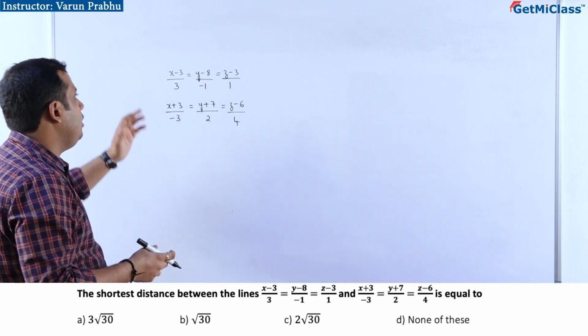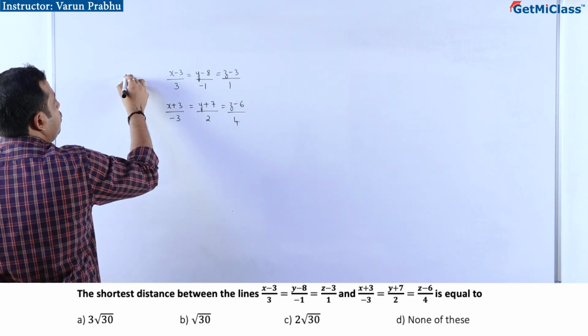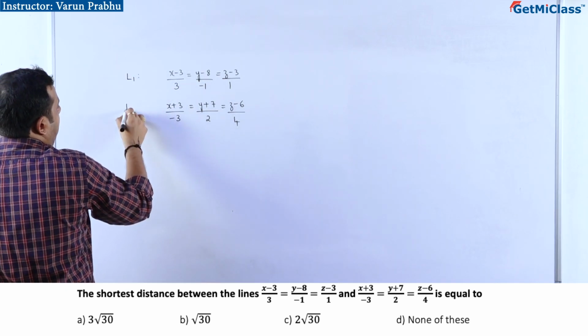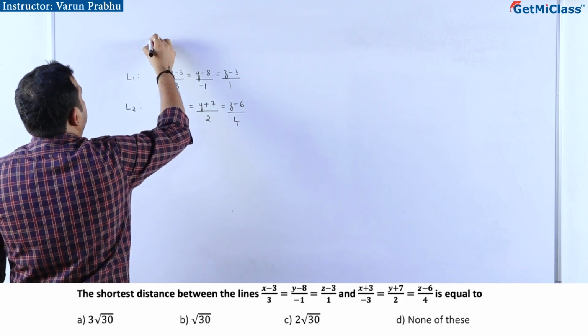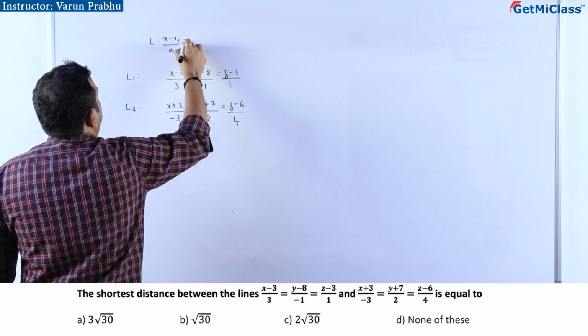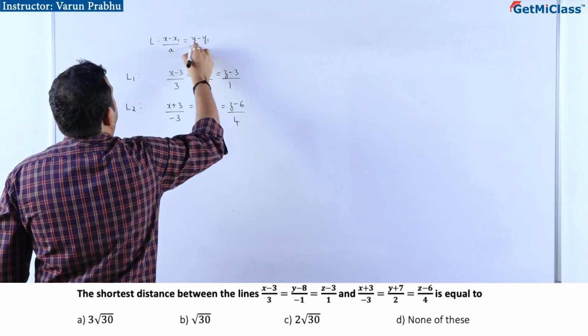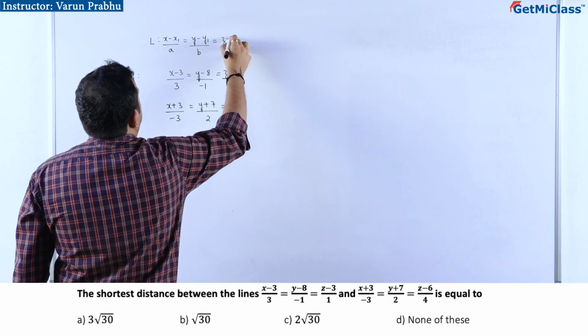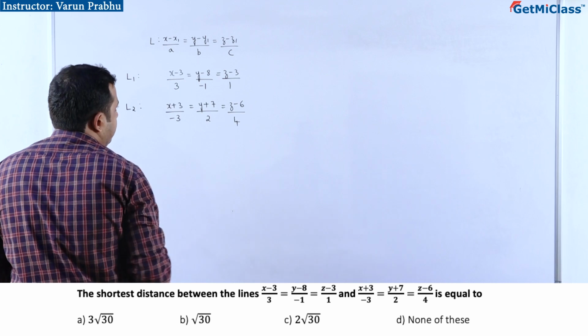The question is asking you to calculate the shortest distance between these two lines. This is L1 and this is L2. We will compare this line with (x minus x1) divided by a, (y minus y1) divided by b, (z minus z1) divided by c. Is it okay?